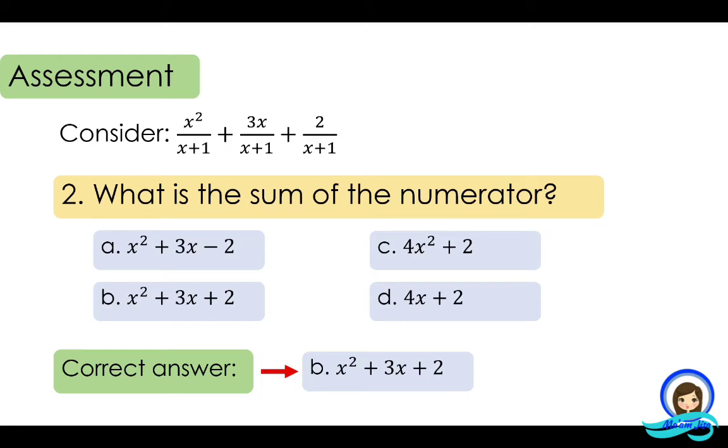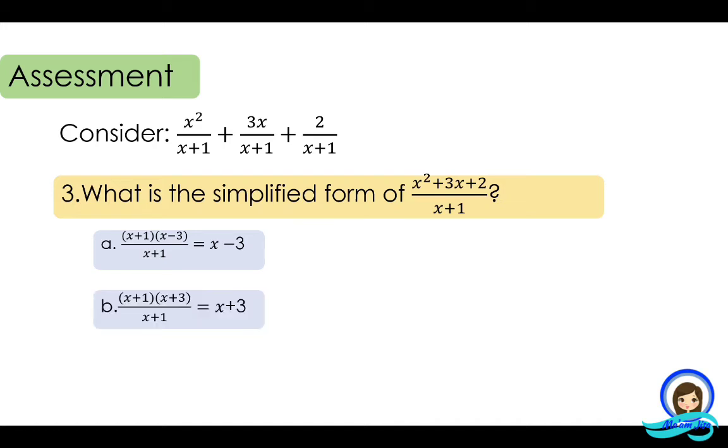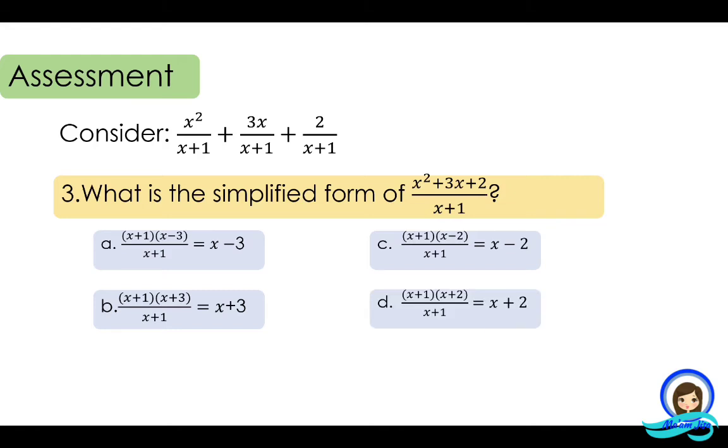Let's proceed to question number 3. What is the simplified form of x squared plus 3x plus 2 over x plus 1? Could it be A? Or is it B? What about letter C? And we also have letter D. Can you give me your answer? This is actually looking for the final answer of the sum in the given rational algebraic expressions.